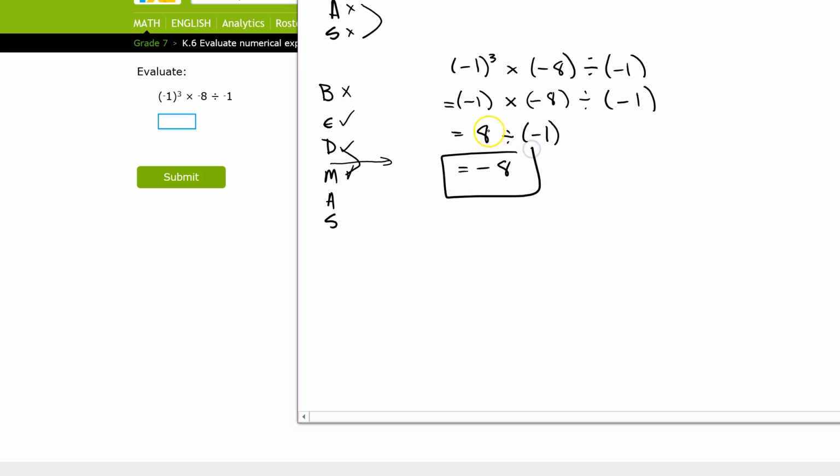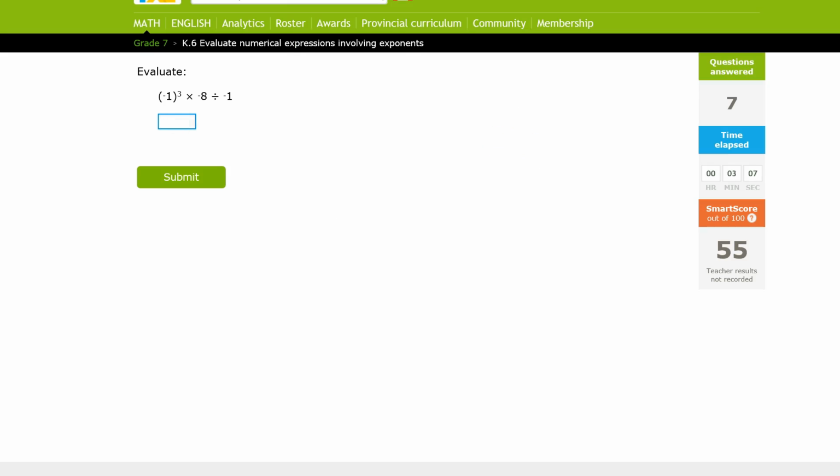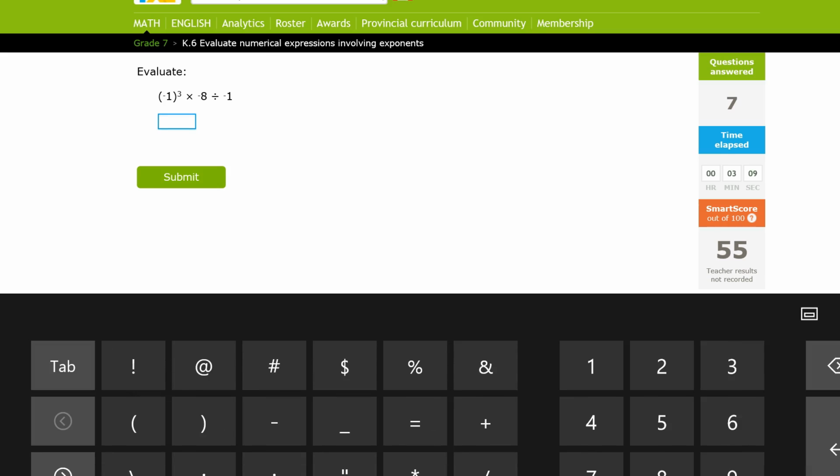Now you didn't have to step it out like that. Really you could have just shown this and then gone to this end part. But if you are prone to making silly little mistakes, I would make sure that you write that step out. So let's put in this answer here. We have negative 8. Good.